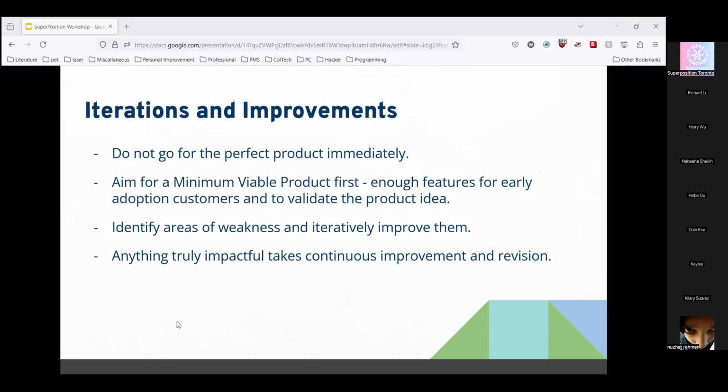So generally, I would say aim to create your minimum viable product first, something that has enough features to attract these early adopter customers, and they can help you validate the product idea. And then you can use any feedback they have during the usage to identify areas that are lacking and attempt to improve upon those.